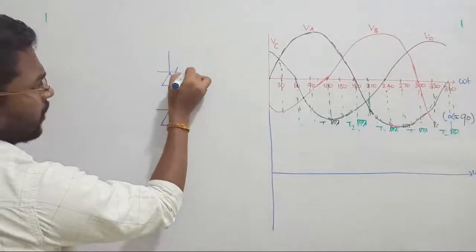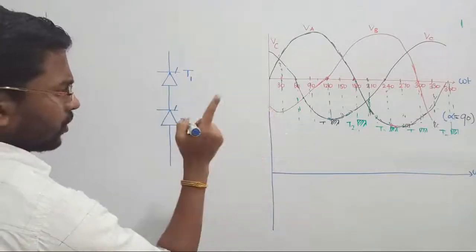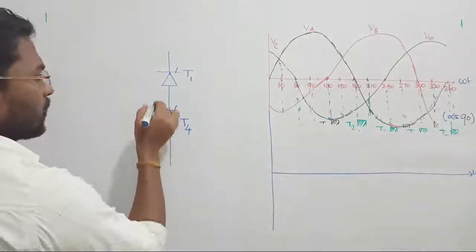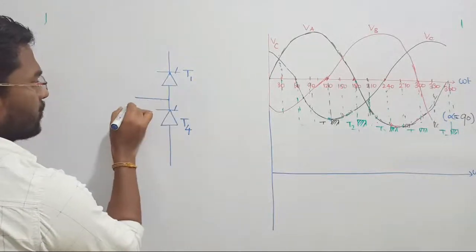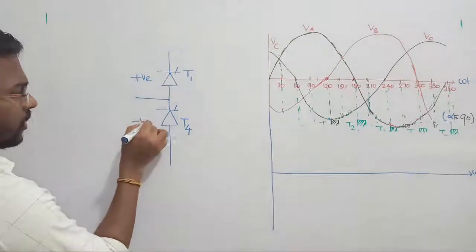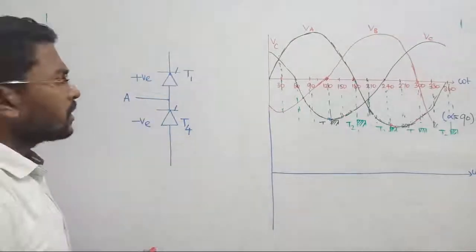Now take only one leg. This is thyristor T1, this is thyristor T2, T6, T4. Clear? Yes. This is phase A. Here I will inject phase A anyway. This is for positive voltage, this is for negative voltage. Right? Yes, we know. Shall we estimate?